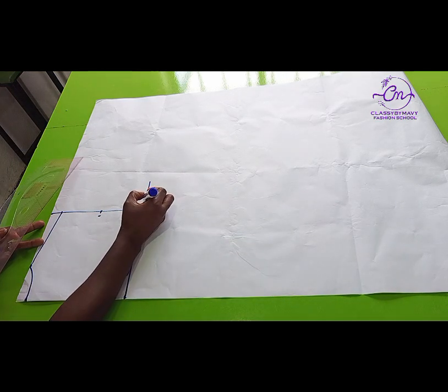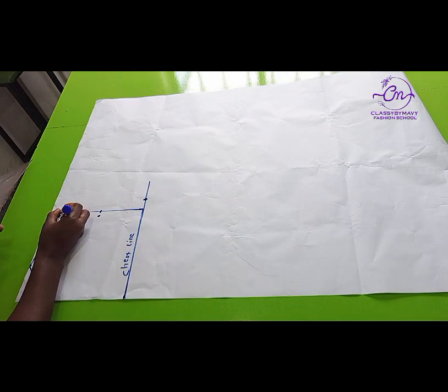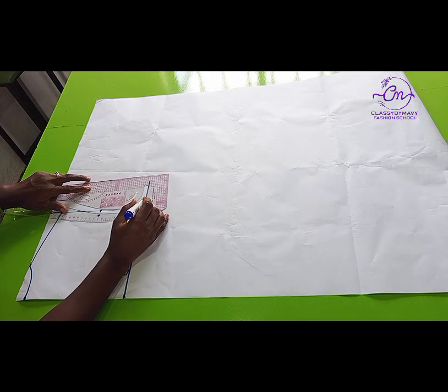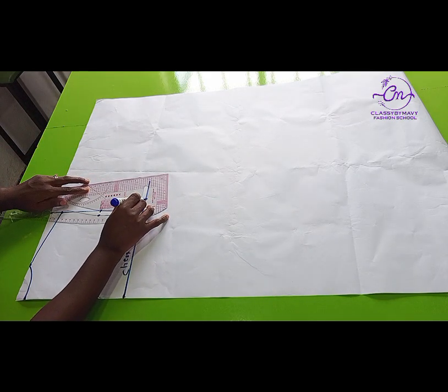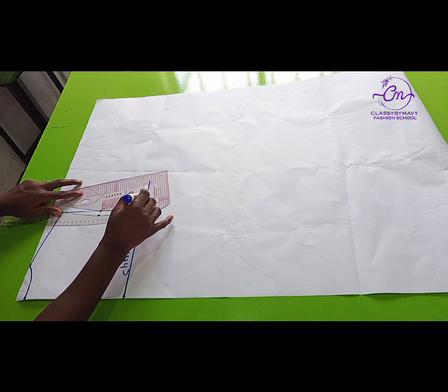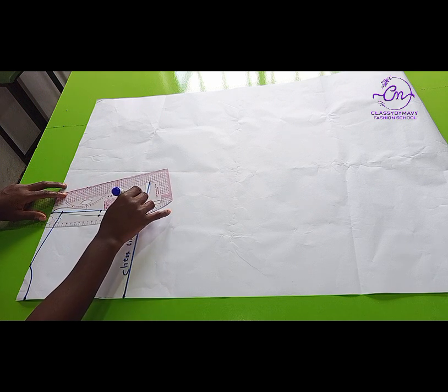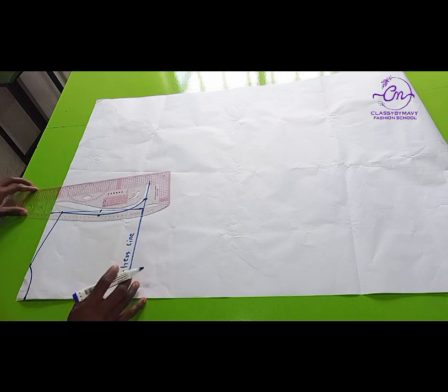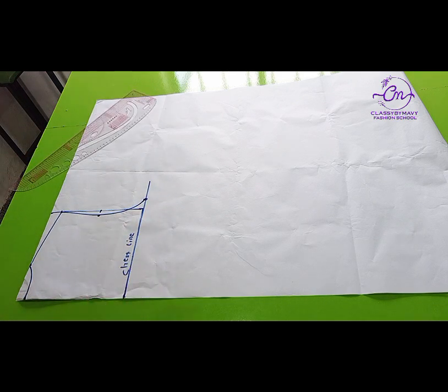Then I have inserted my bust circumference divided by 4 on my chest line too. My bust circumference is 36, divided by 4 gives 9. I marked 9 here, and then I'll be linking from this point to this point and then to the shoulder. Can you see? This is our armhole curve for the back, beautifully curved out.